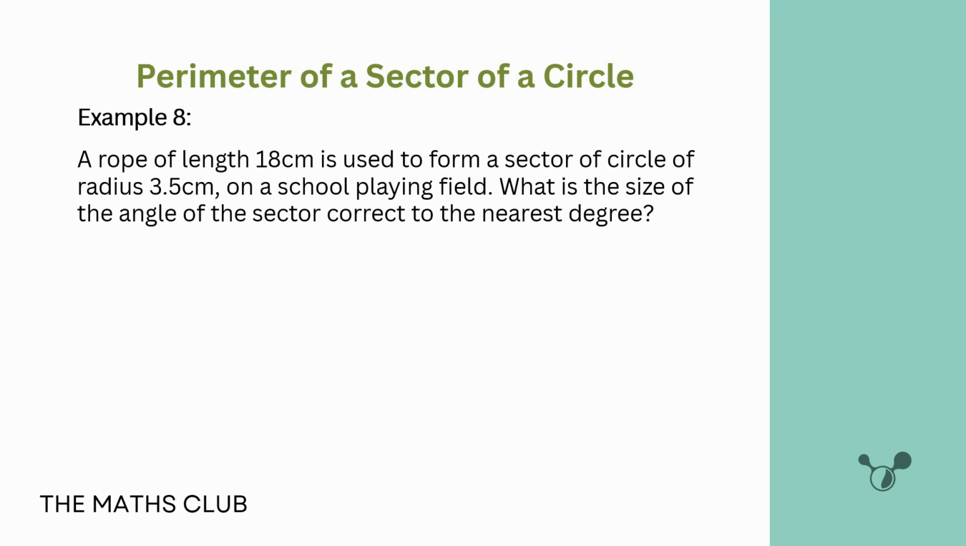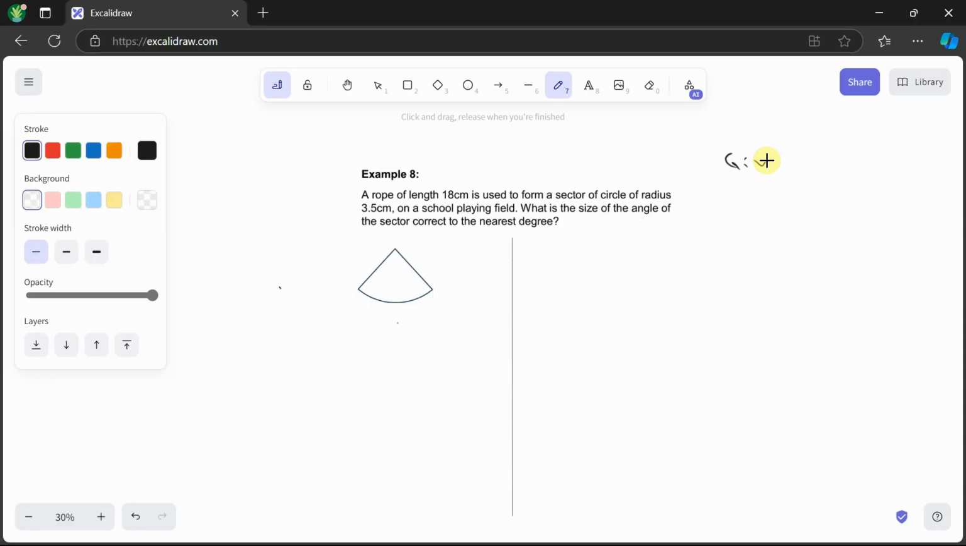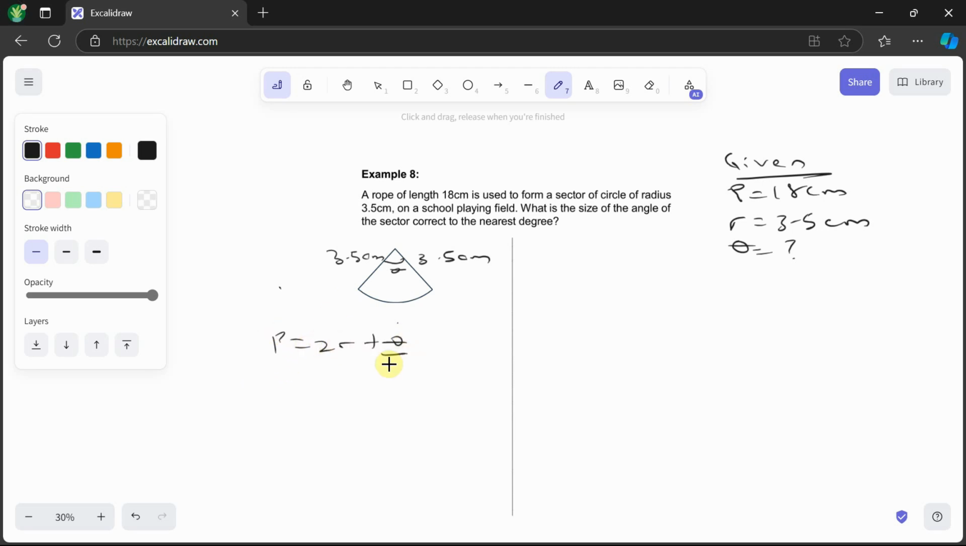Welcome back. Let's look at it together. First, I need to know what we are given. We're told that the perimeter is 18 centimeters, the radius is 3.5 centimeters, and theta is unknown. So what can we do? Let's label it: this is 3.5 centimeters, this is 3.5 centimeters. We're looking for theta. So our perimeter is just 2r plus theta over 360 times 2 pi r.